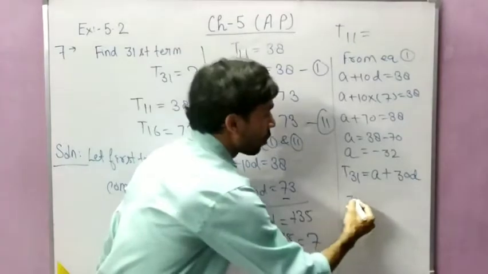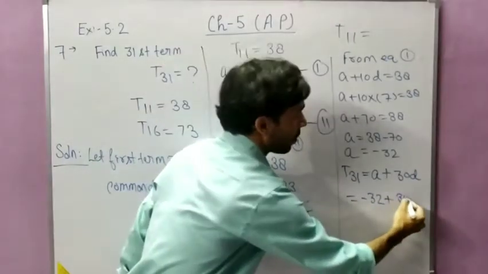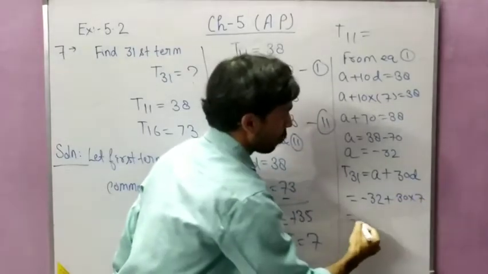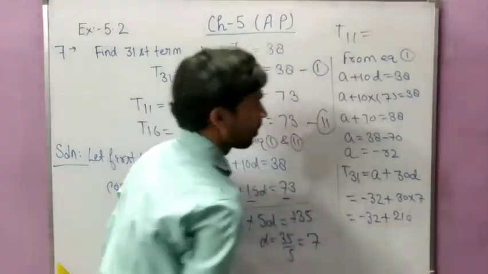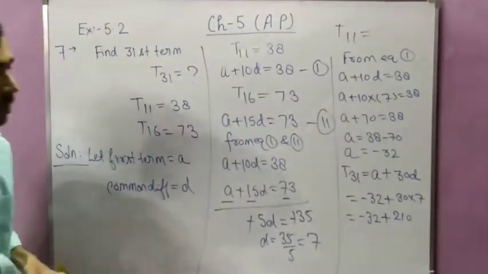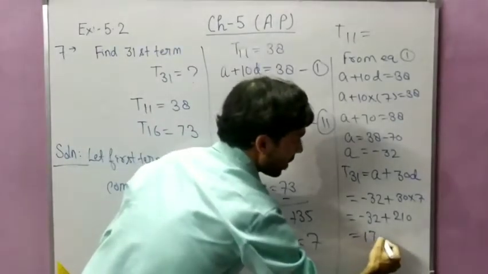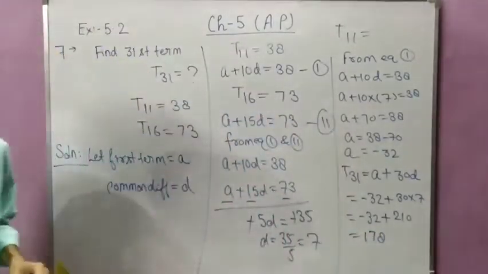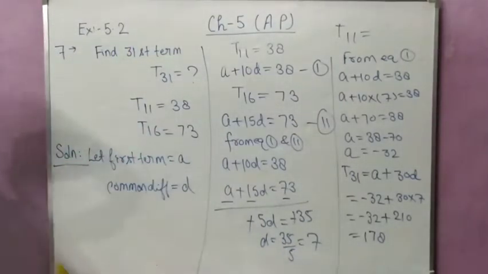Put all the values. A is minus 32 and D is 7. So minus 32 plus 30 into 7, which is 210. So what will it come to? 178, I think. So the 31st term will be 178. That is the method to solve this type of question. It is very simple and used to come in the board examination.